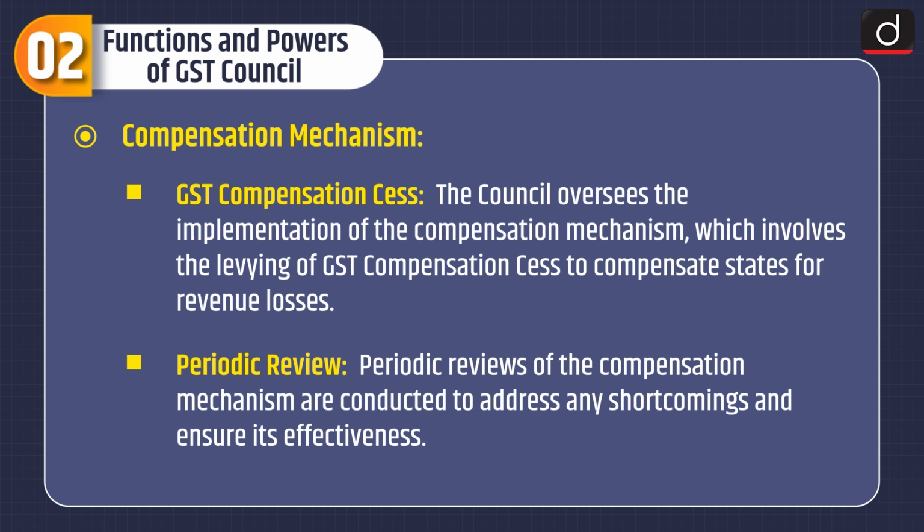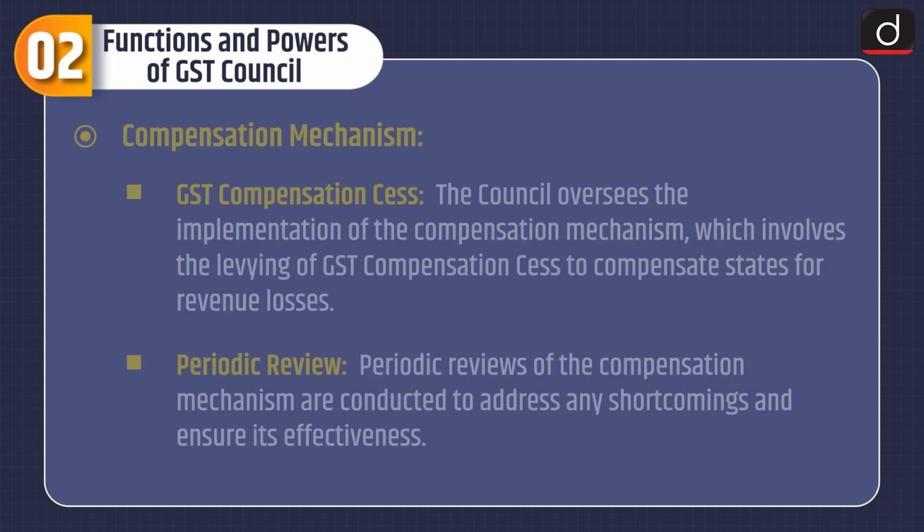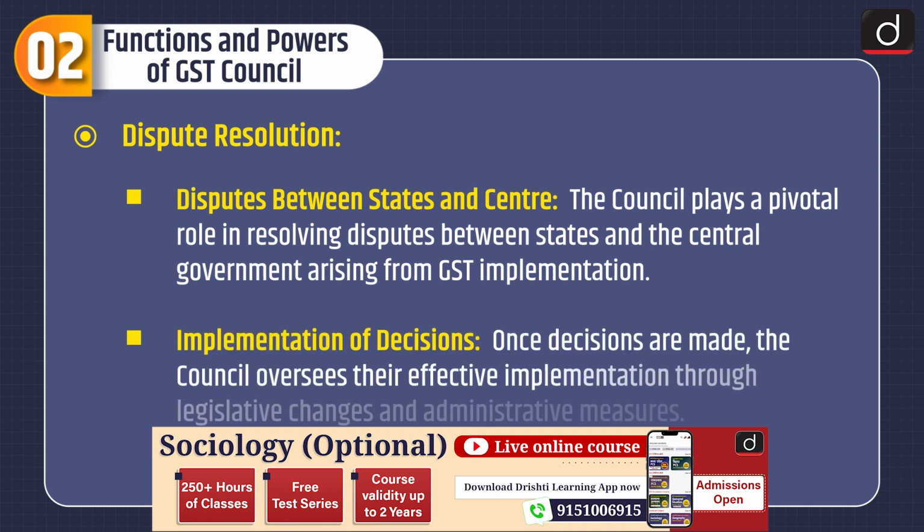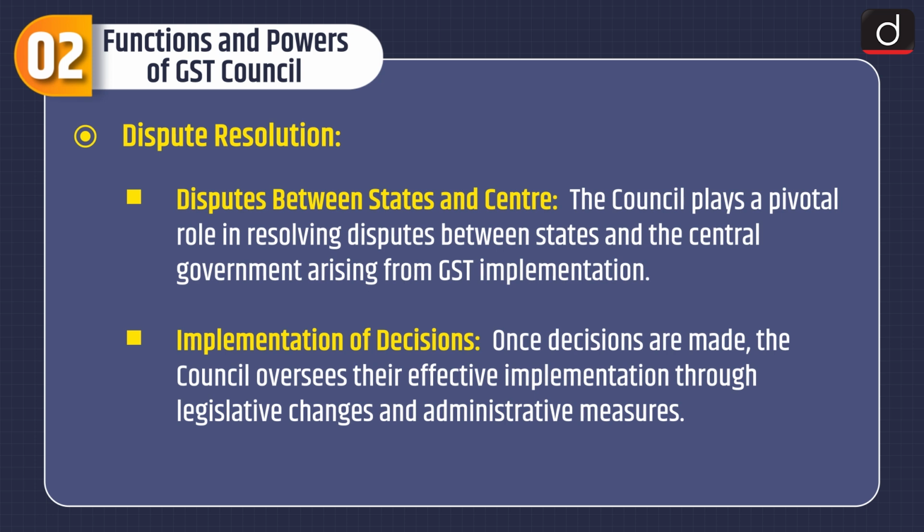Periodic review. Periodic reviews of the compensation mechanism are conducted to address any shortcomings and ensure its effectiveness. Dispute resolution. Disputes between states and center. The Council plays a pivotal role in resolving disputes between states and the central government arising from GST implementation and implementation of decisions. Once decisions are made, the Council oversees their effective implementation through legislative changes and administrative measures.